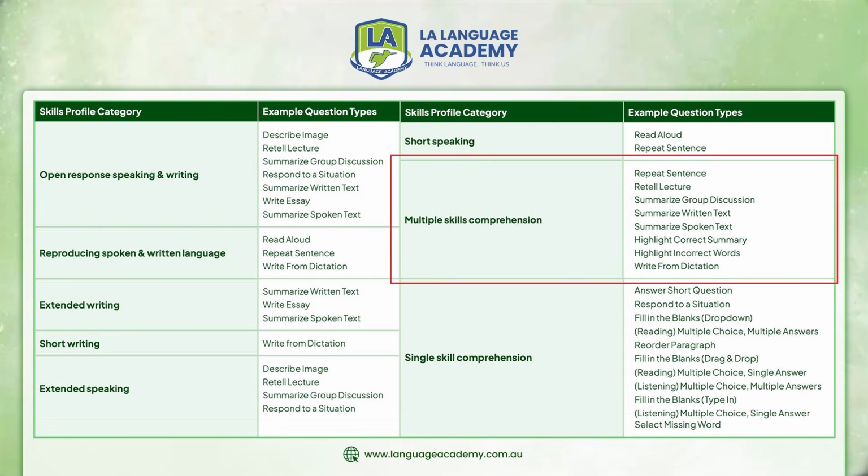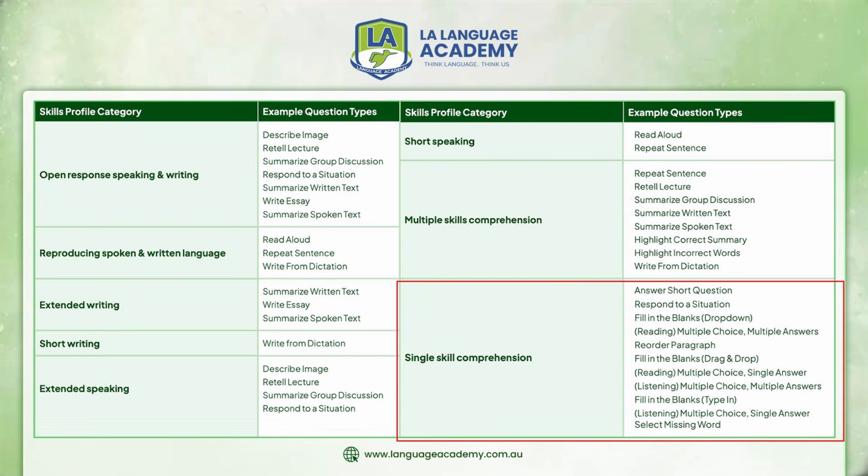Now, multiple skills comprehension. As I've always said, multiple skills comprehension includes question types which contribute in more than one module. Most of them contribute towards two modules, right? So repeat sentence, read a lecture, summarize group discussion from speaking, summarize written text from writing, listening, summarize spoken text, highlight correct summary, highlight incorrect words, and write from dictation.